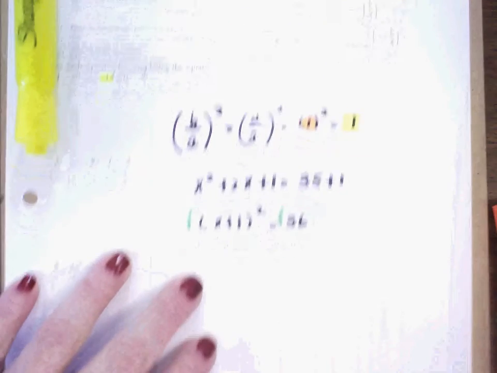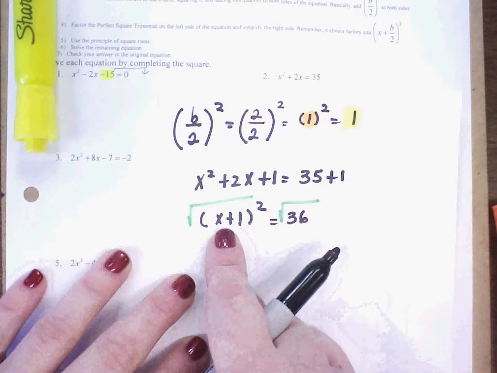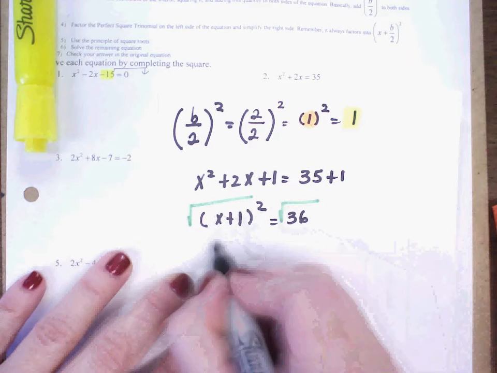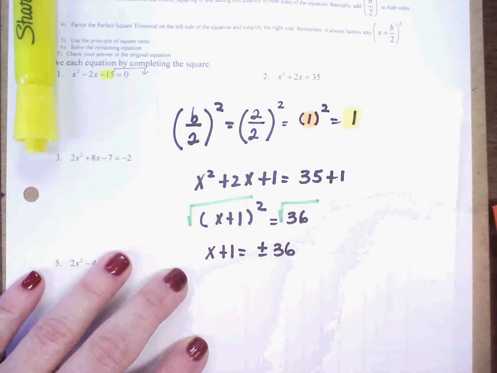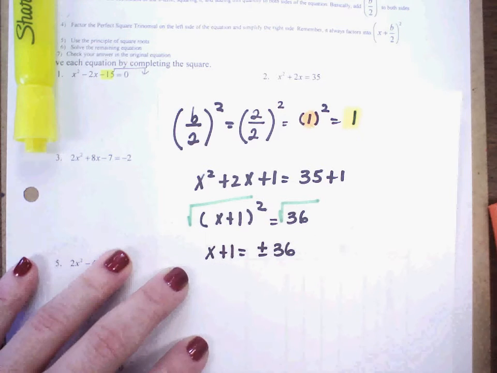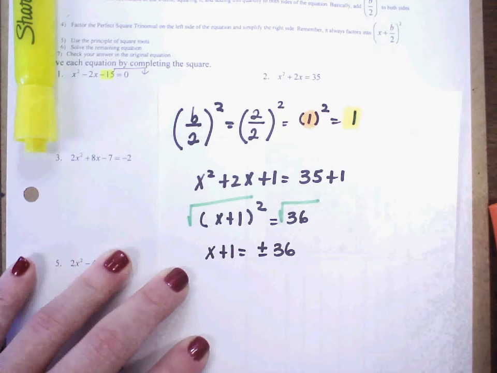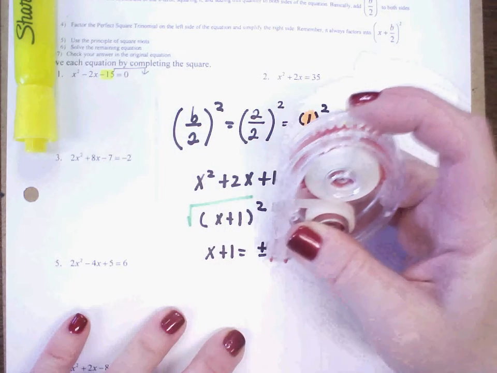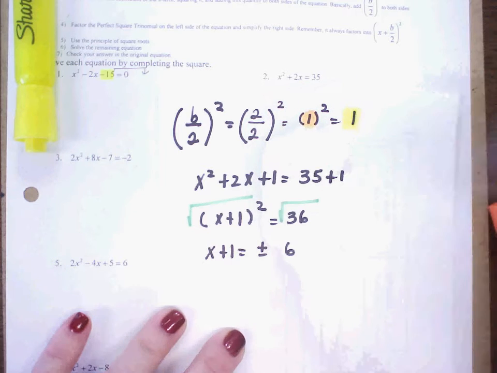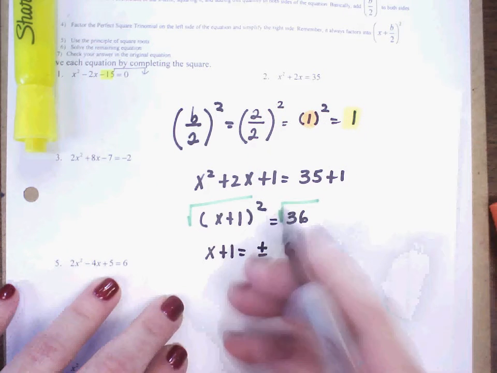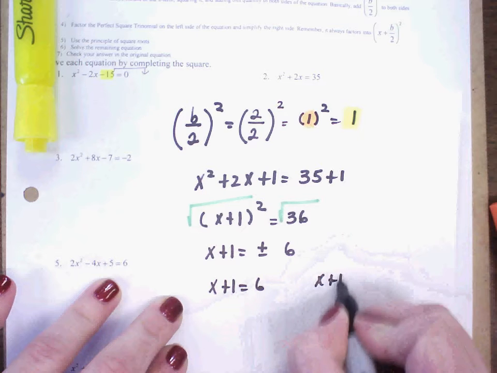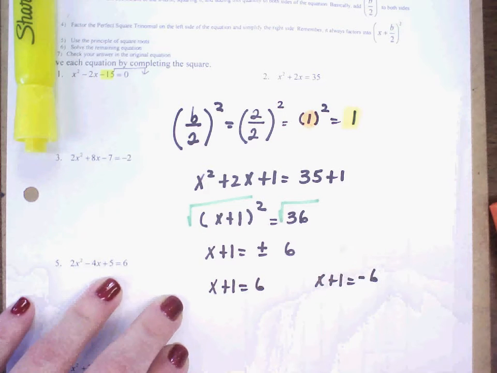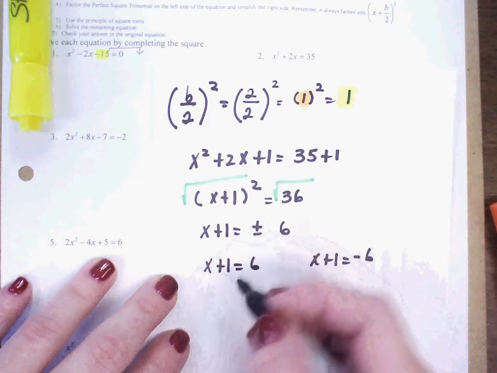Square root on both sides. For every 2, 1 comes out. Oh, not 36, but what? 6. Thank you. So it's plus minus 6. Alright, so now I have x plus 1 equals 6, or x plus 1 equals negative 6. And I'm going to take away 1 on both sides.